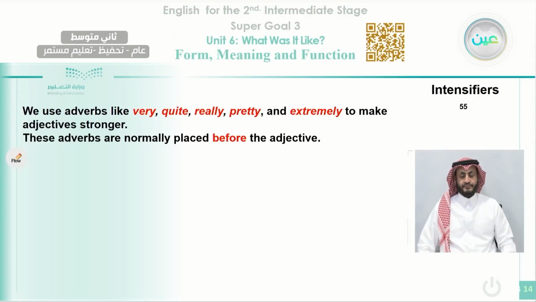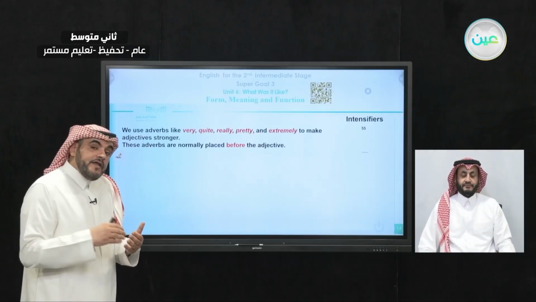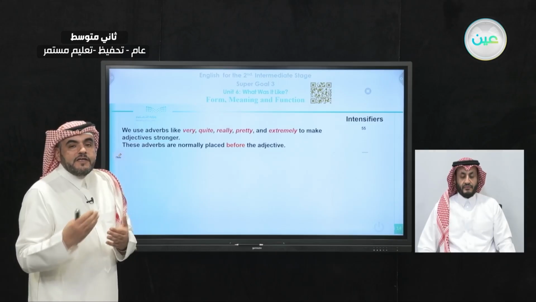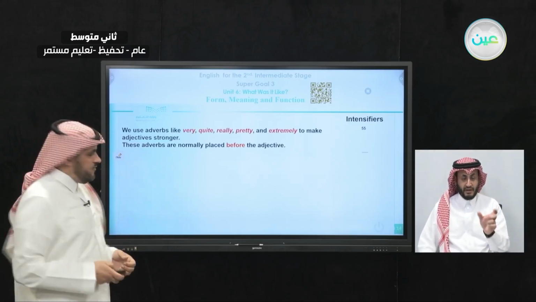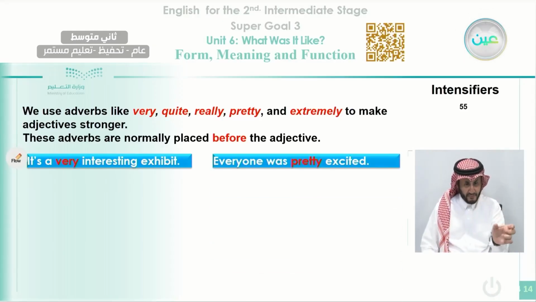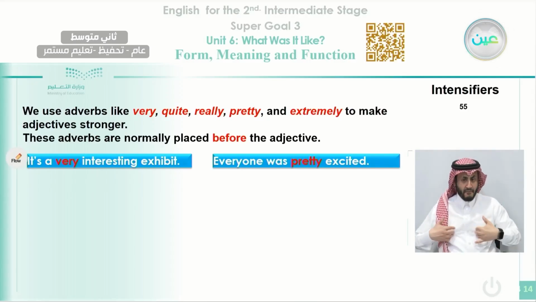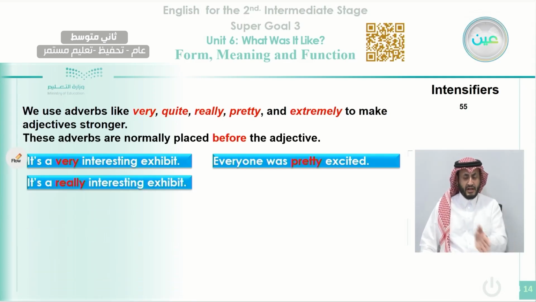Where do we use them? We use them before the adjective. Like we say, you are an excellent student. We can say you are a very good student. Now let's see some examples here. It is a very interesting exhibit. We can say everyone was pretty excited. So here these are the intensifiers that modify the adjective interesting and modify the adjective excited.